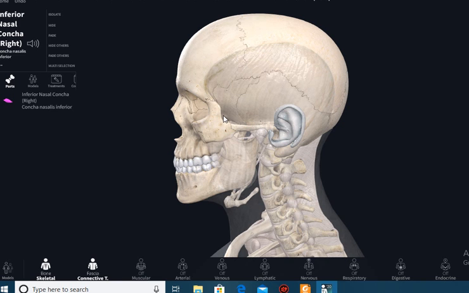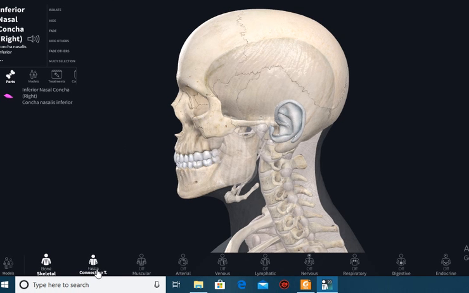The zygomatic arch consists of the temporal process of the zygomatic bone and the zygomatic process of the temporal bone. So this is the zygomatic arch here. So these are the different boundaries of the temporal fossa.